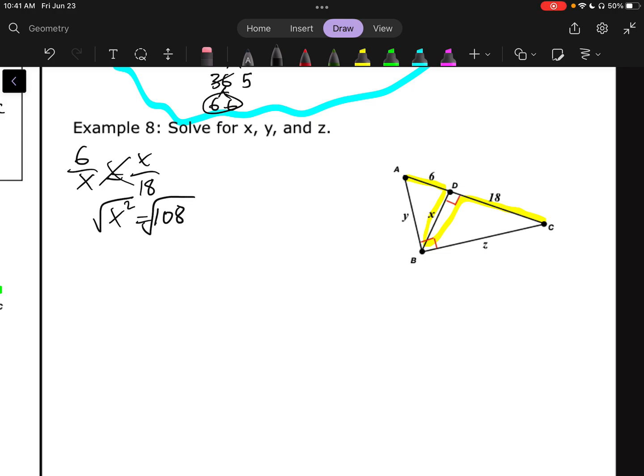And square root that. 108 divided, I could do 36 and 3. 36 gives me some 6's. So I'm going to say that x is 6 square root 3.